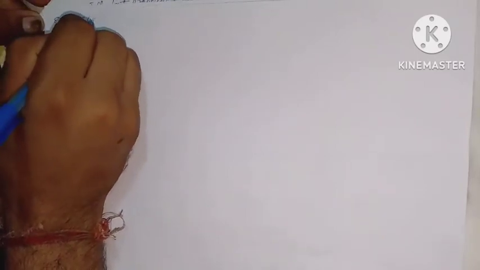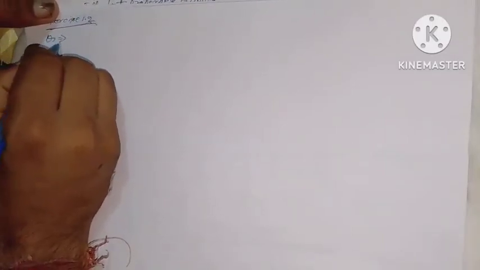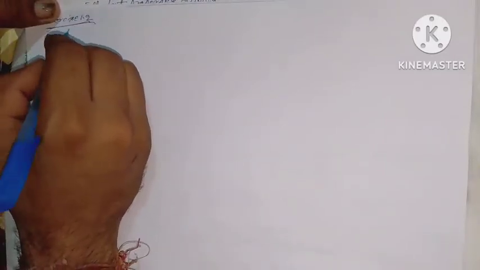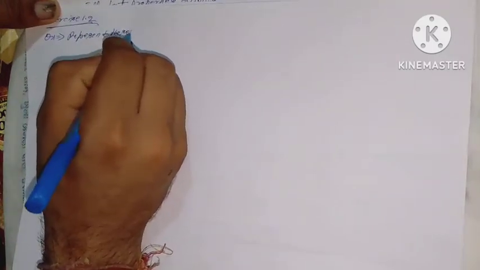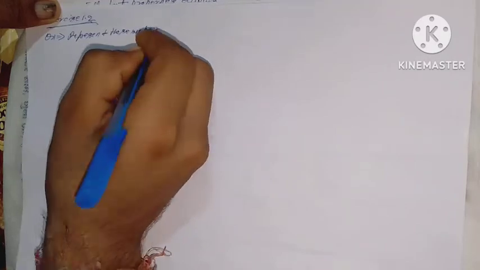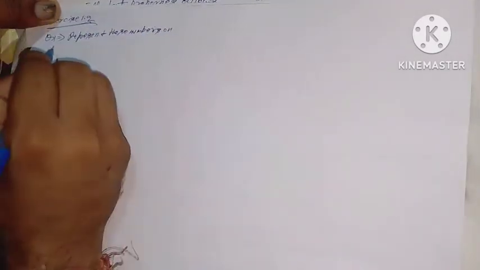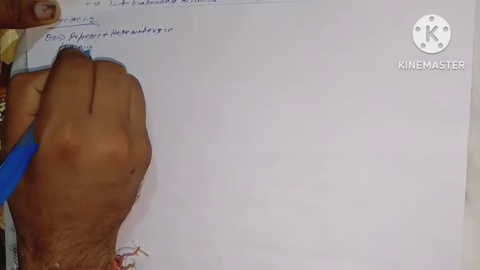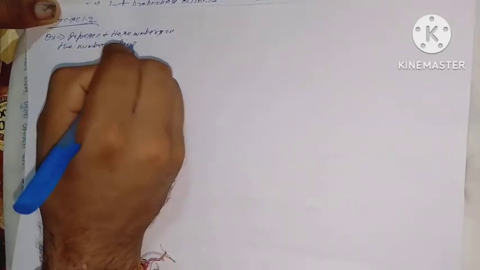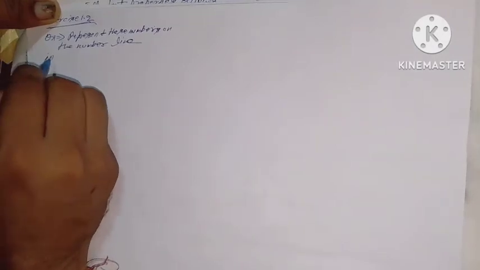Exercise 1.2. How to draw a rational number on the number line? First question: represent these numbers on the number line. The first question is 7 upon 4.